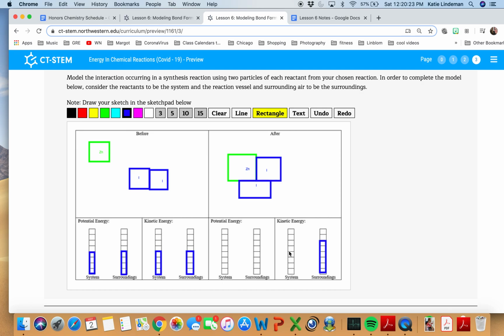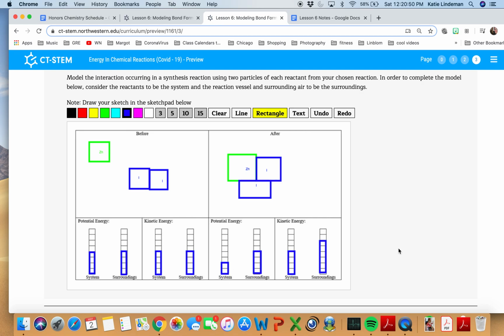The kinetic energy of the system, we can assume, is just remaining the same. Where it's going to be coming from, because we're going to assume that the potential energy of the surroundings is also the same, is the potential energy from the system. So I want to just make sure that we have that decreased.